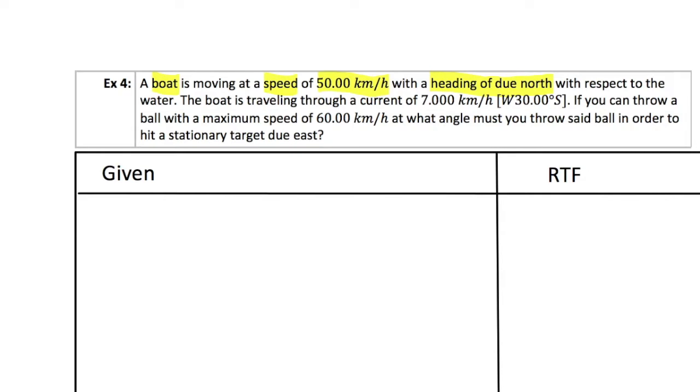Now, the key thing is that velocity is measured with respect to the water. So this value right here, this 50 kilometers per hour, is referring to the boat's velocity with respect to the water. Next, the boat is traveling through a current. All right, so we're talking about the current in the water, of course. And that current is 7 kilometers per hour west, 30 degrees south. So the motion of the water is measured in comparison to the land.